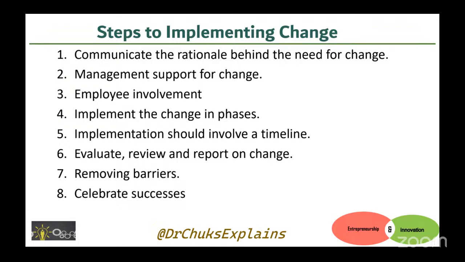Then implement the change in phases. You try to bring the change in phases. You don't bring it whole. If the change is so bulky and complex, you don't implement it as a whole. You break it into pieces, into phases.